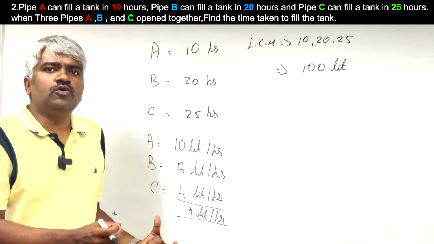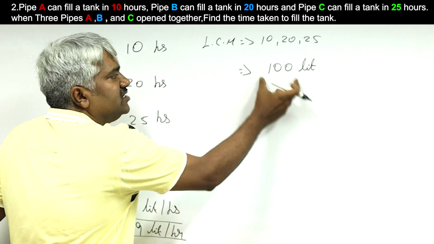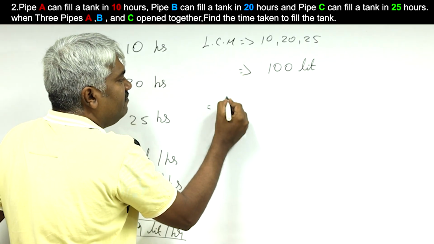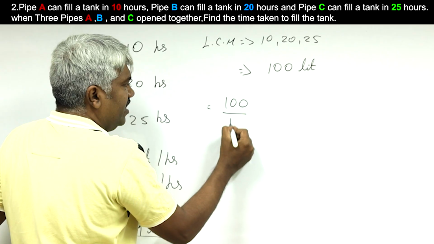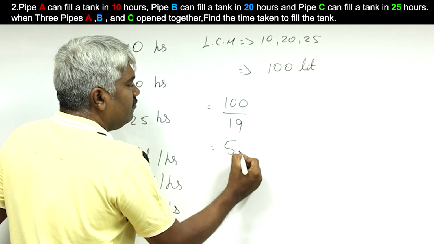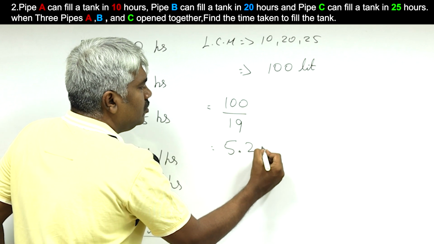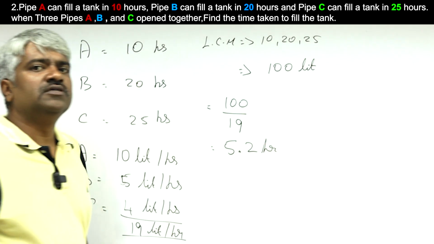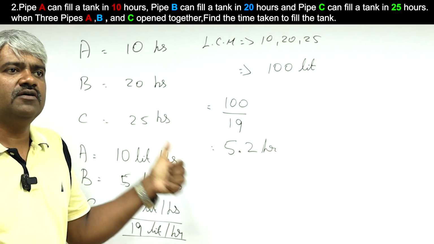Now, when all pipes are open together, they have to fill these 100 liters. So, the time taken will be 100 divided by 19, which will be 5.2 hours. So, this is your answer for this question.